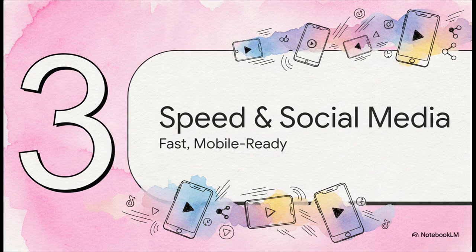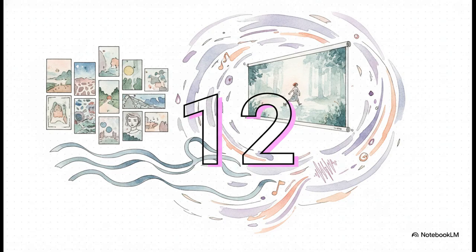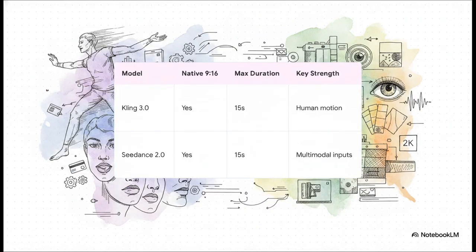All right, Section 3, speed and social media. Fast, mobile-ready output. Now 12. This number is an absolute game changer. 12 is the number of multimodal files you can feed directly into ByteDance's Seedance 2.0 for a single generation. We are talking about combining up to 9 reference images, 3 distinct videos for camera movement, plus audio files all simultaneously. This isn't just your standard text-to-video anymore. This gives you actual director-level control over the output using multiple reference anchors. If you're building for short-form social, speed and format compliance definitely beat out raw 4K cinematic resolution.